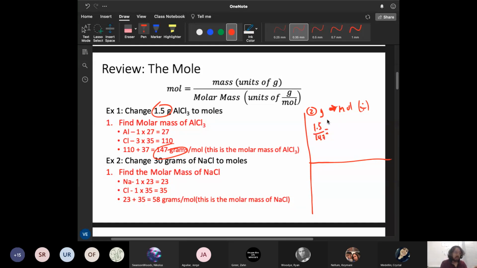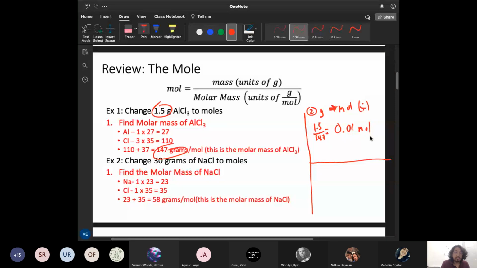So do a calculator real quick. It will just be like this. So it would be 1.5 divided by 147, and your answer is going to be quite simply this. It will be 0.01 mole. Okay, that's all you gotta do.